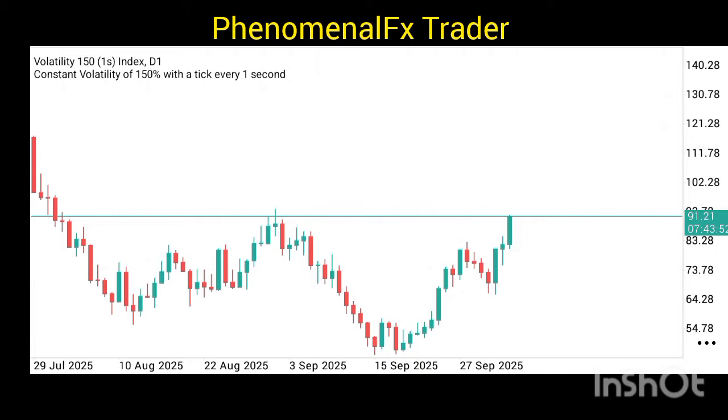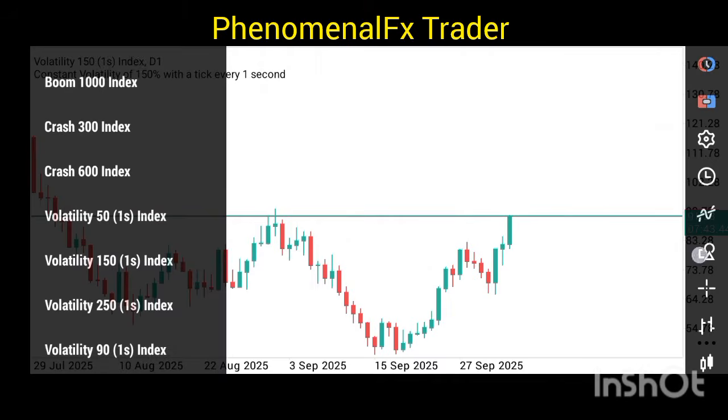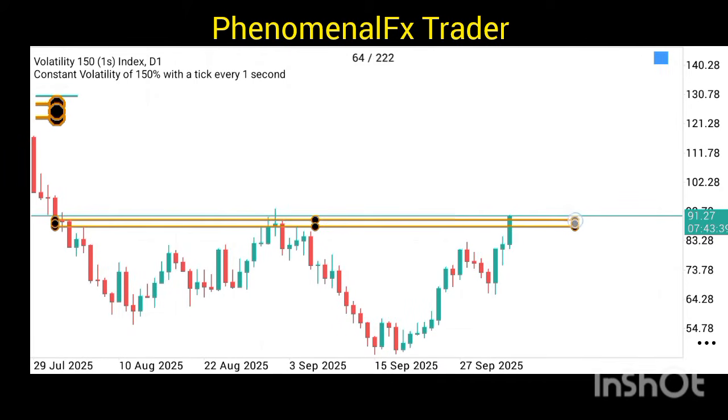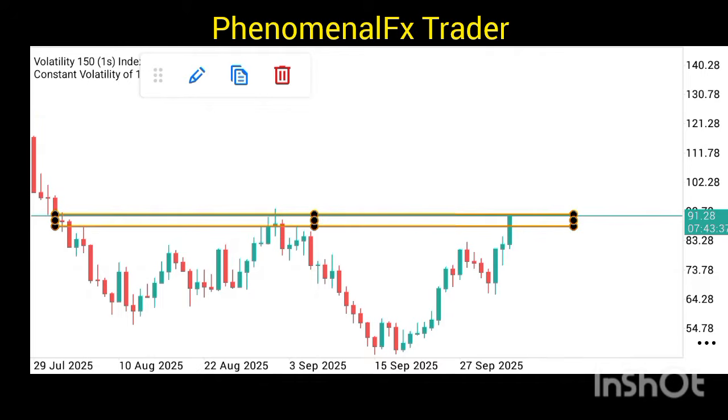So now we are on VIX 151s, and this is the daily time frame. As you can see, the market is on a previous zone, like it has gotten to a previous resistance zone, as you can see. All right, this is a previous resistance zone. The market has gotten there.